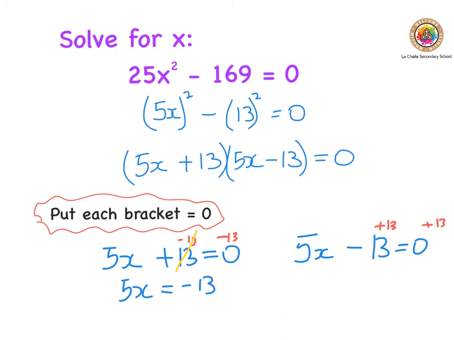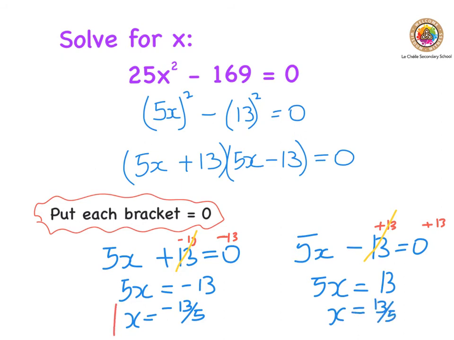And so dividing across by 5, that's going to give me x = -13/5. Over here then, with my other equation, I have minus 13 plus 13, they cancel. And so I'm going to get 5x = 13. And again, dividing across by 5, x = 13/5. And they are my two solutions for that equation. And if I have time, I can check to see, are they true?